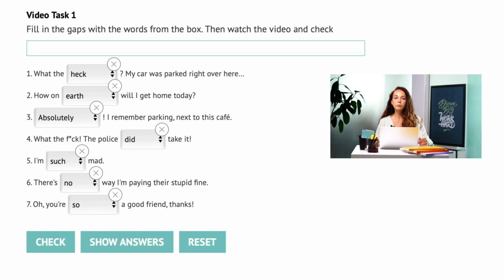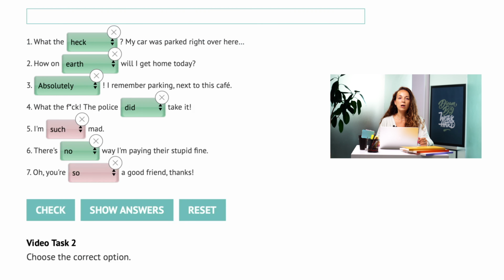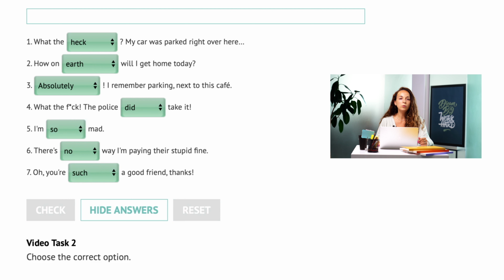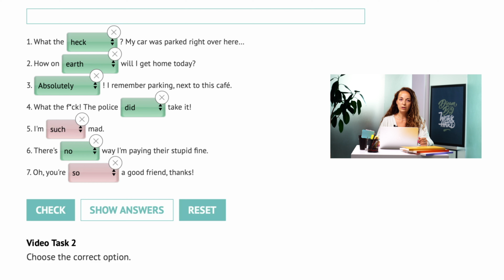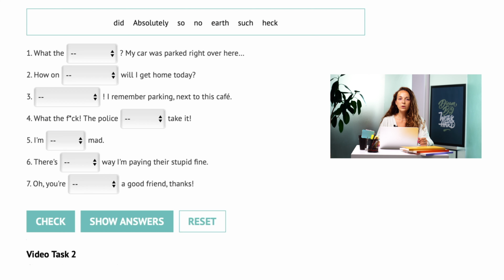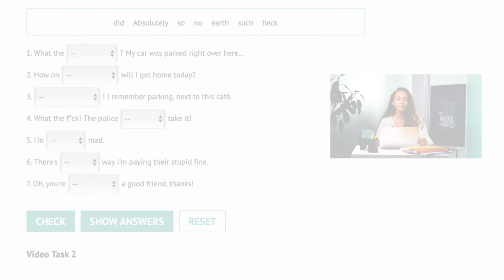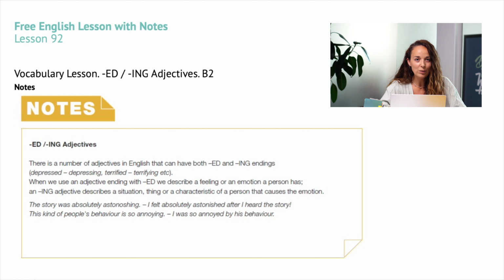Each task we will complete during the class has three buttons at the end: check, show answers, reset. When you press the check button, you will see if your answers are right or wrong. When you press the show answers button, you will see the correct answers. Press it again to go back to your answers. When you press the reset button, all your answers will disappear and you will be able to do the task once again. Are you exciting to start?